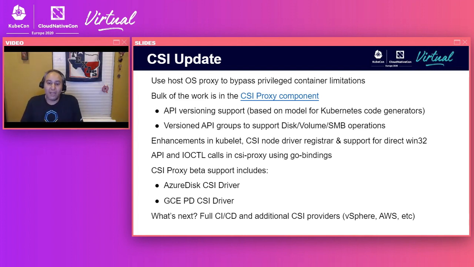So with 1.19, we are moving our CSI support and CSI proxy to beta. So we've had a tremendous amount of updates here. We've added support for API versioning, and we also version API groups to support disk, volume, SMB operations. You're going to notice iSCSI is not here because we're waiting for feedback from the community to see if we need to support iSCSI. We've added enhancements in kubelet, CSI node driver register, support for direct Win32 APIs, ioctls, and a lot of other things. And with this release, our CSI proxy beta will support two types of CSIs, Azure Disk and GC Disk, or the Google Persistent Disk Volume driver.